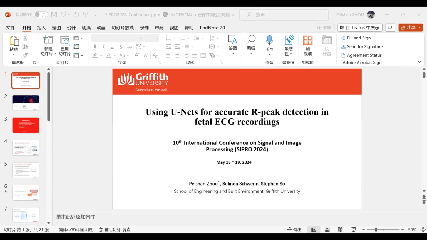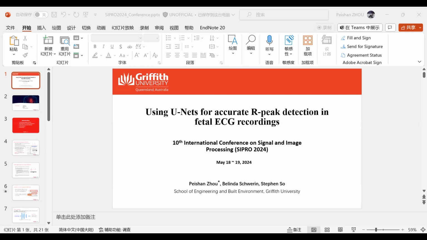I'm Peishan Zhou from Griffith University, Australia, and it's a great pleasure to present my work using UNets for accurate RPIC detections in fetal ECG recordings here at the 10th International Conference on Signal and Image Processing 2024. And our work will be presented through the following 4 sections.